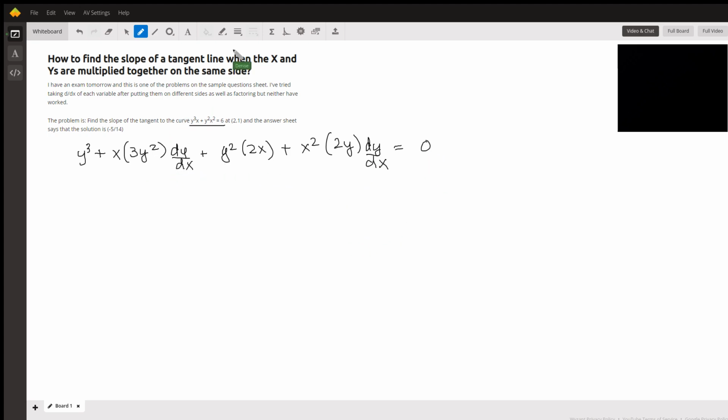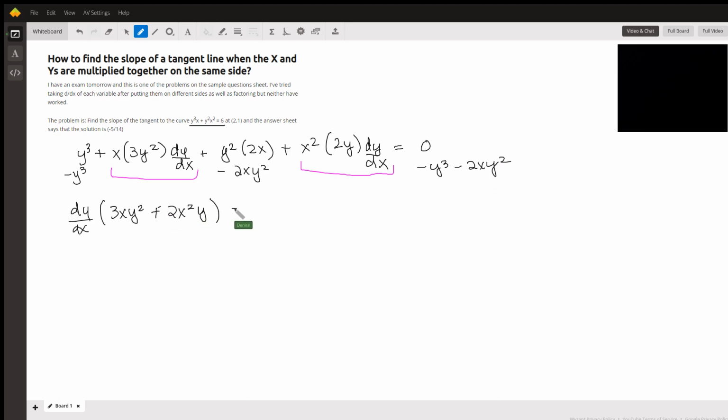So what we're going to do is group these two terms together that have the dy/dx, and we can factor the dy/dx out to the front. So this will be 3xy squared plus 2x squared y. And then these other two terms, we're going to move to the other side: minus y cubed minus 2xy squared. So with this on the left, we now have this equal to minus y cubed minus 2xy squared.